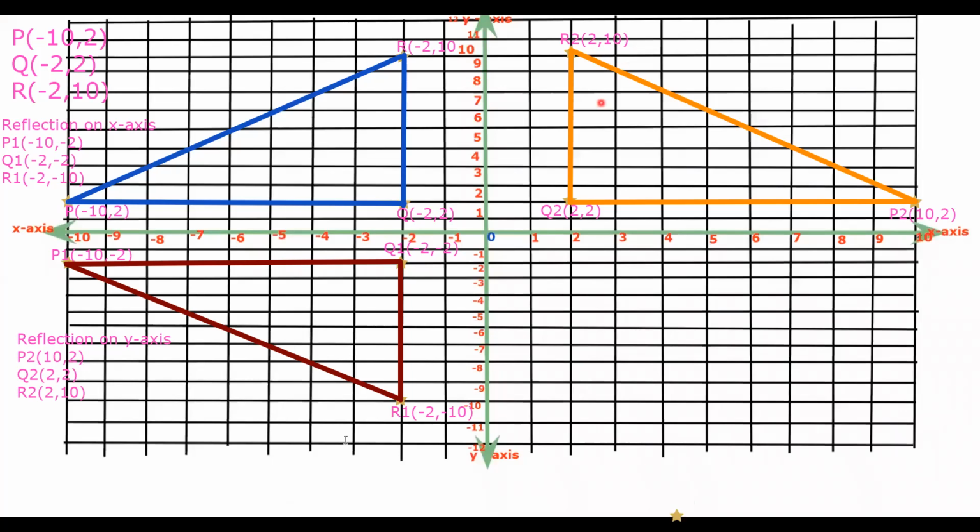So always you must also use the graphical interpretation in line with the calculation. The reflection on the y-axis means protect all the y coordinates and negate the x coordinates. The reflection on the x-axis means protect all the x coordinates and negate the y coordinates.